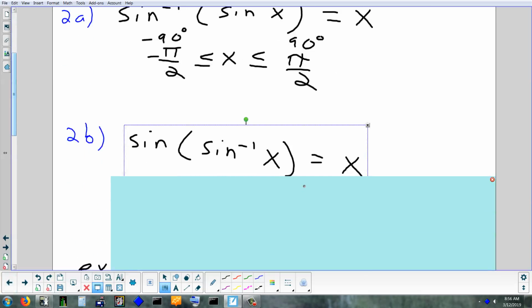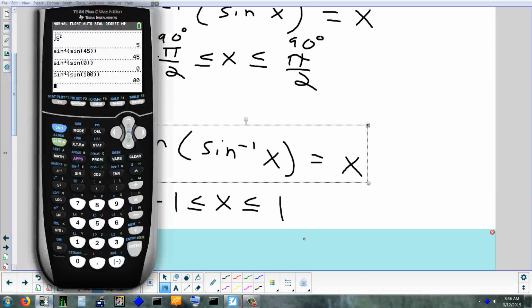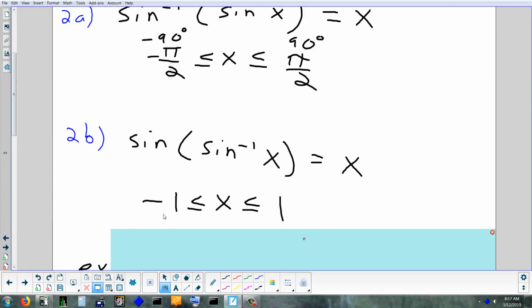So this one only works if x is between negative 1 and positive 1. Where that negative 1 and positive 1 is coming from has something to do with this graph. If you look at the graph, how high does it look like that graph ever goes? 1. It only goes up to 1. And how low? It goes to negative 1. The fact that the graph of sine is always between negative 1 and 1, that's where these numbers are coming from.